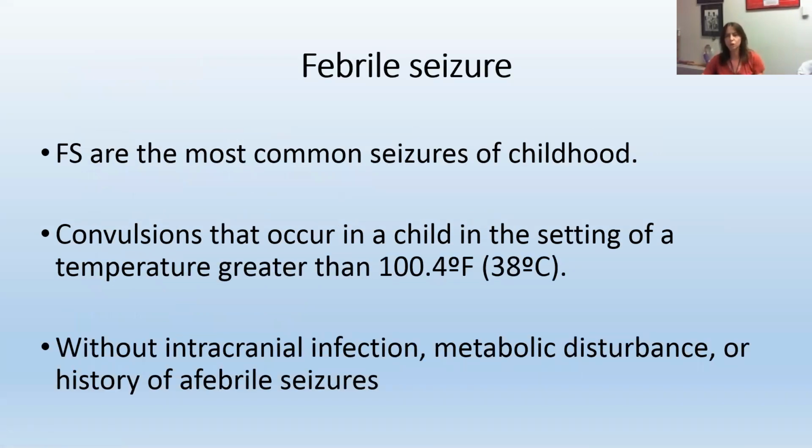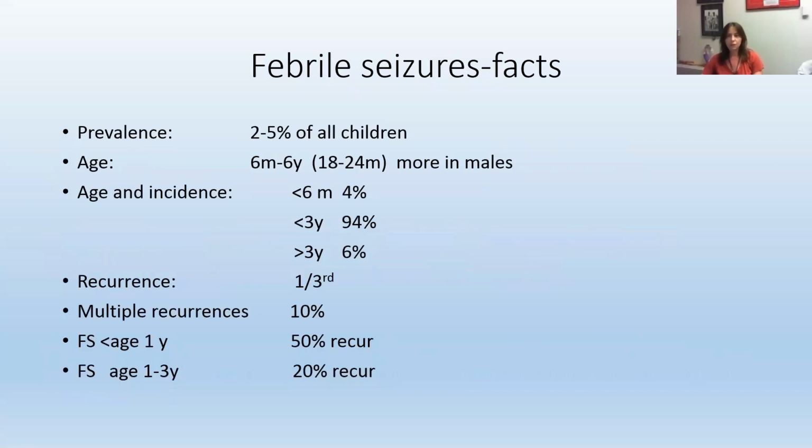So febrile seizures are actually the most common seizures of childhood, and these are convulsions that occur in a child in the setting of a temperature greater than 100.4 or 38 degrees Celsius, without any intracranial infection, metabolic disturbance, or history of afebrile seizures. And the prevalence is between 2 to 5% of all children, and most children are going to have it between the ages of 18 months to 24 months, but we can see it, by definition, from age 6 months to age 6 years, and it's more prevalent in boys than in girls.